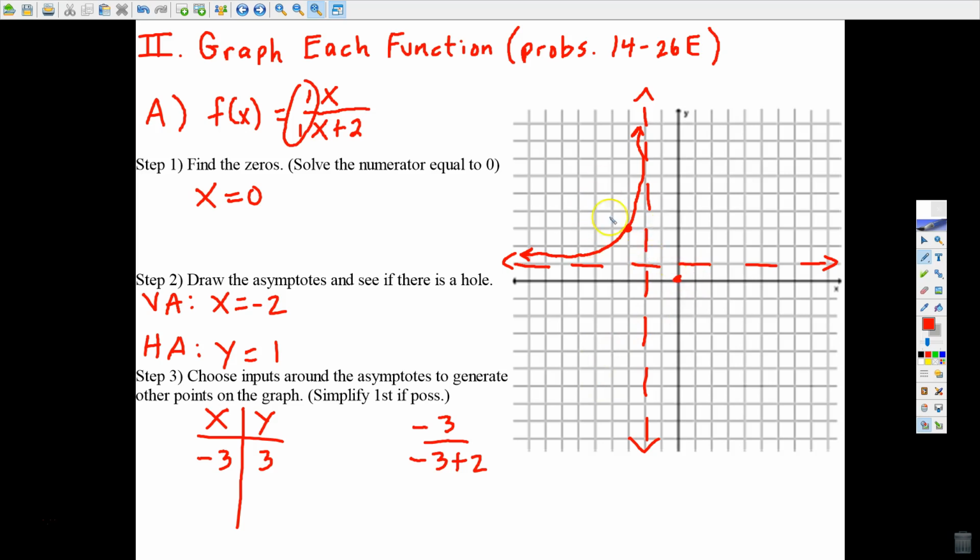Okay, so now we know what the left side of x equals -2 looks like. Let's try the right side using -1 as an input. -1 gives us -1 over +1, which is -1. So let's plot the point (-1, -1). I actually have 2 points to draw through on this part because we know we've got to pass through the origin. But the same idea applies.